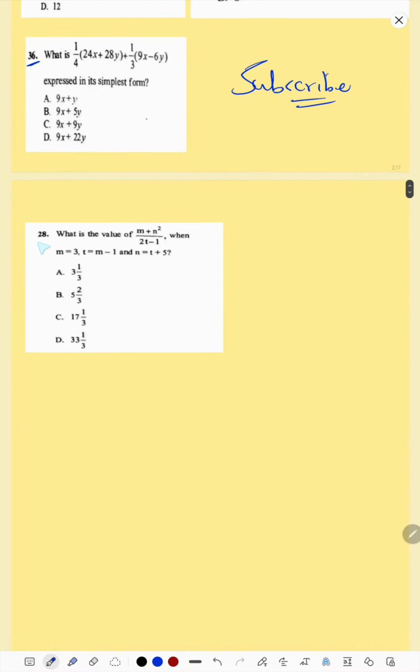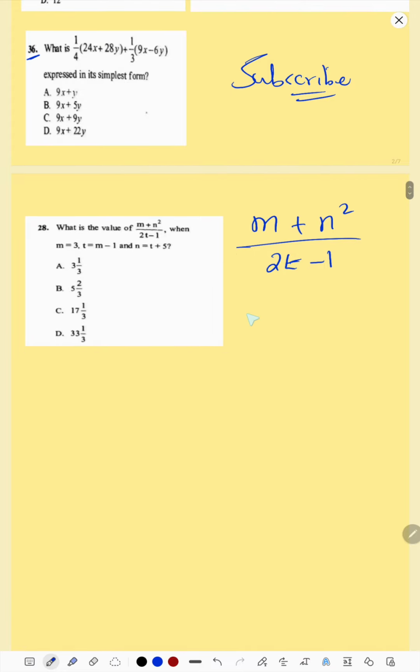We start with question number 28. This one we are given, what is the value of m plus n squared over 2t minus 1? And then you are given m is 3, t is m minus 1, and n is t plus 5. So we have m plus n squared over 2t minus 1.